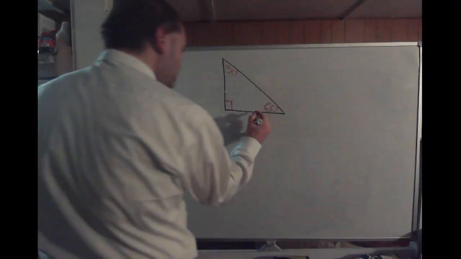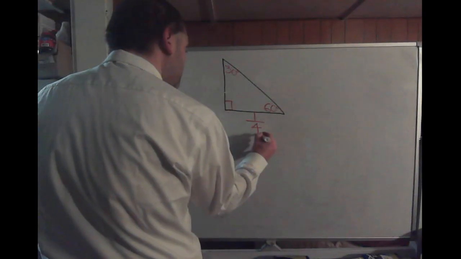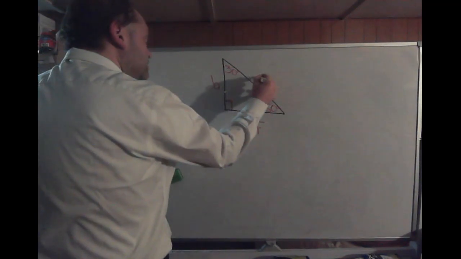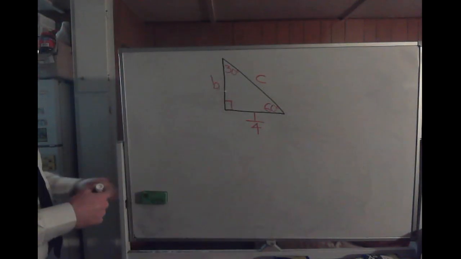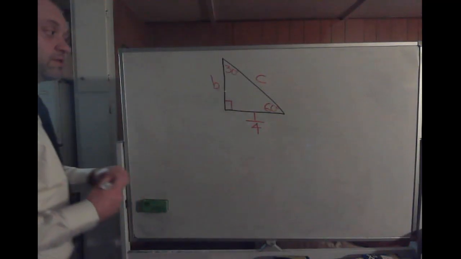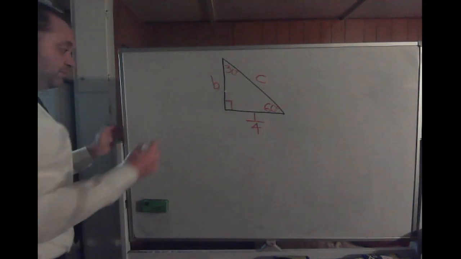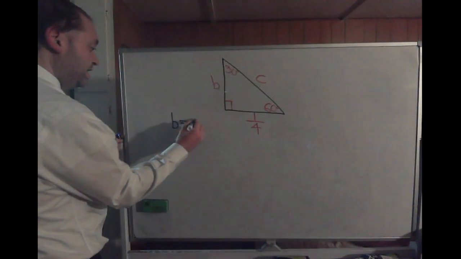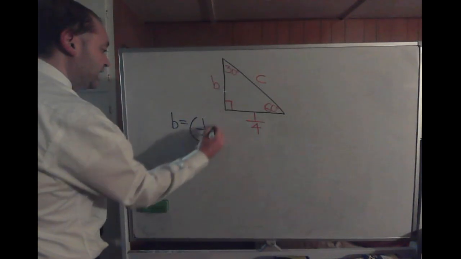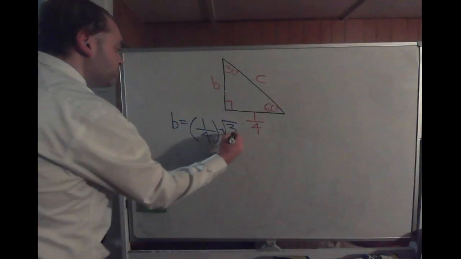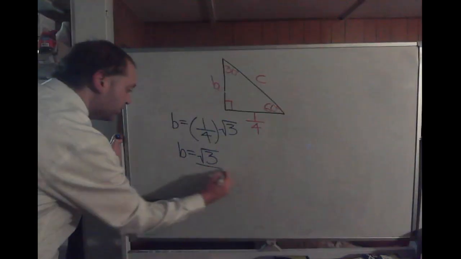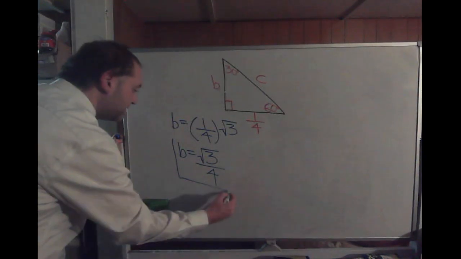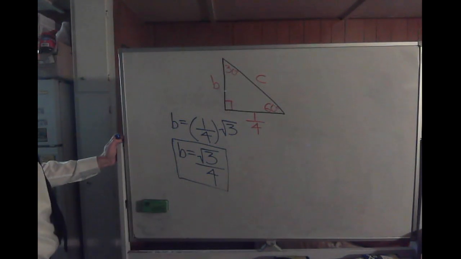What do we got this time? So we still have to find the lengths of B and C, but the shorter leg has a length of 1/4. Well, to find the length of the longer leg, B, you're just going to take that length of the shorter leg of 1/4 and multiply that times the square root of 3, which would then mean that the length of B, your longer leg, would be equal to the square root of 3 over 4.